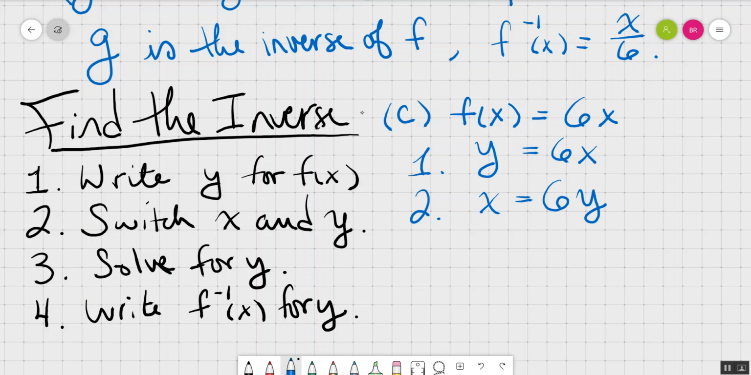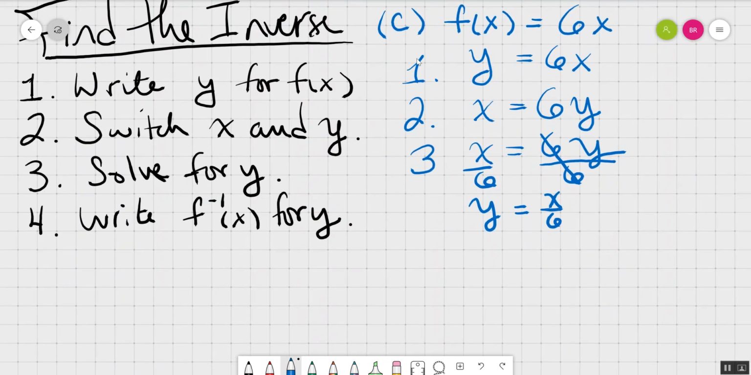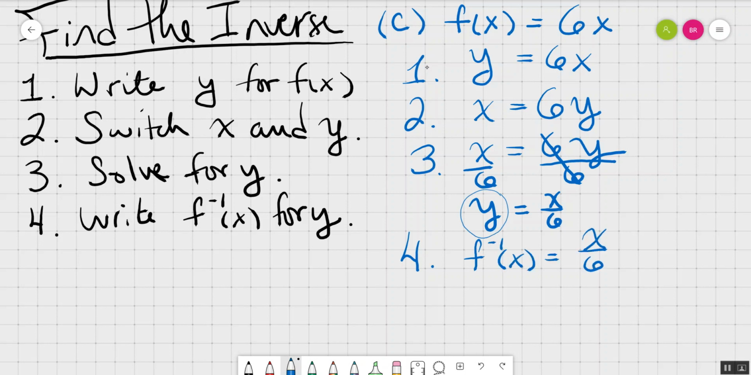Now I'm on step 3, which is solve for y. So I'm going to just take this and divide by 6 on both sides. So I get that y is equal to x over 6. I wrote this kind of backwards on purpose so you could see step 4 a little easier. Step 4, we're going to write f inverse in place of y. So I'm just going to replace this y with f inverse of x, which is x over 6, which we already saw in C was the correct inverse. So happy times, we know this is correct. Those are the steps. I'm going to do this with some more complicated functions so you can see how this works.